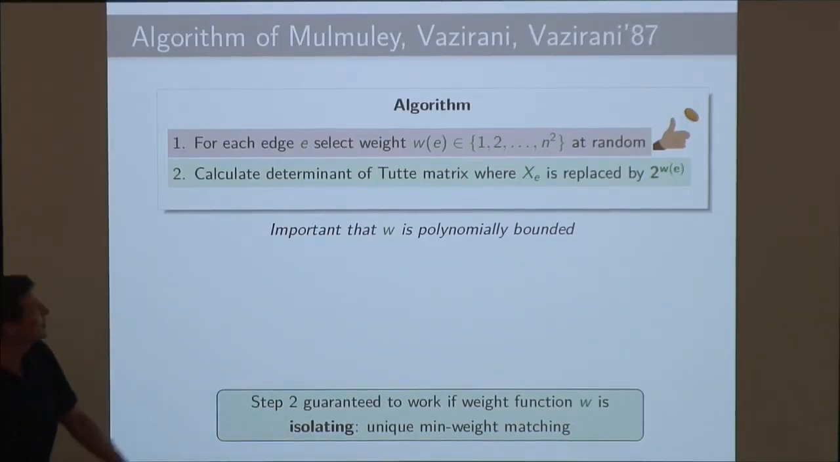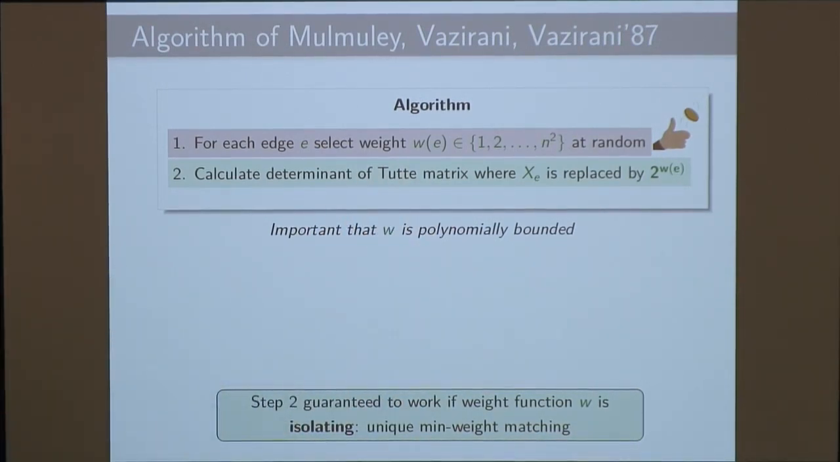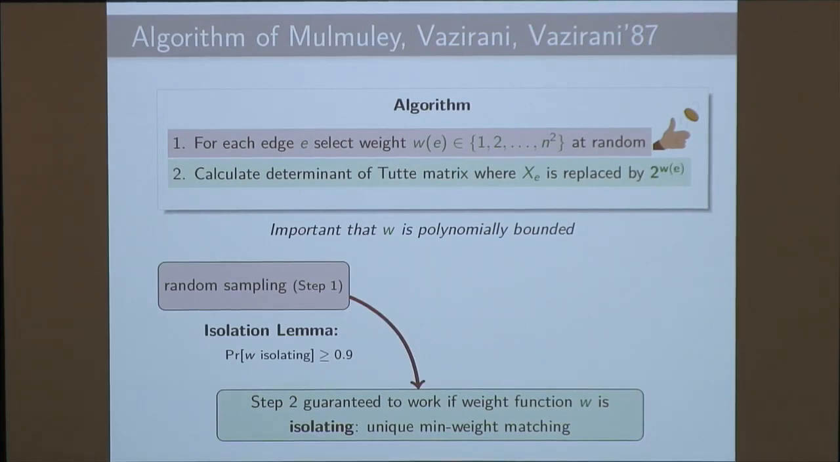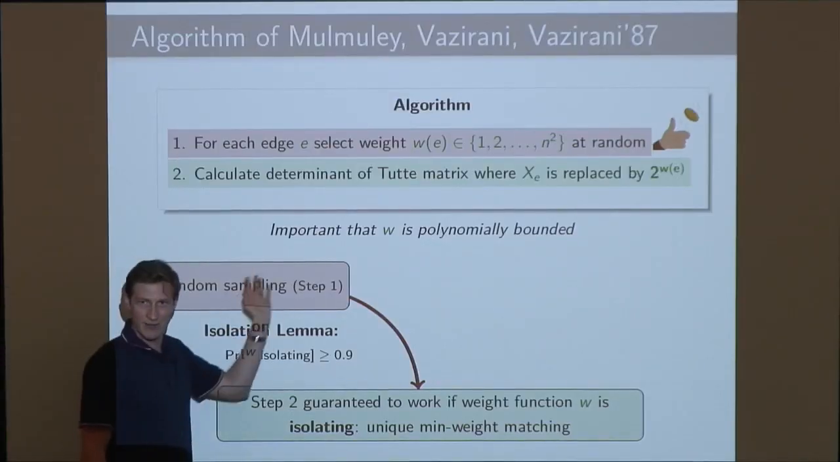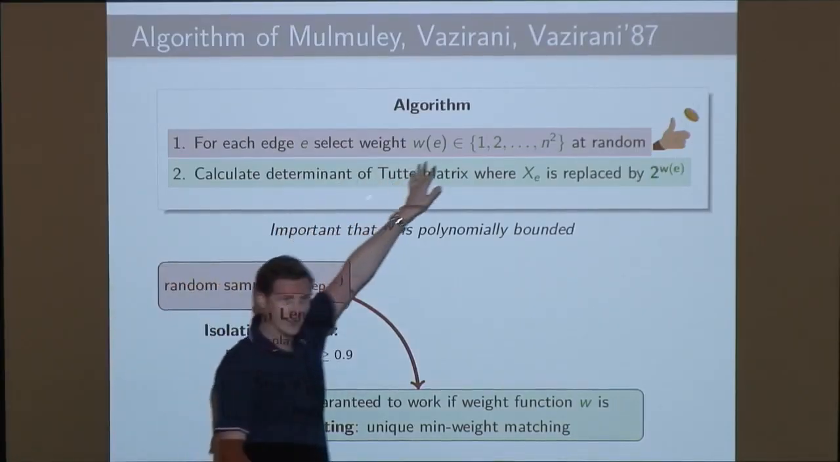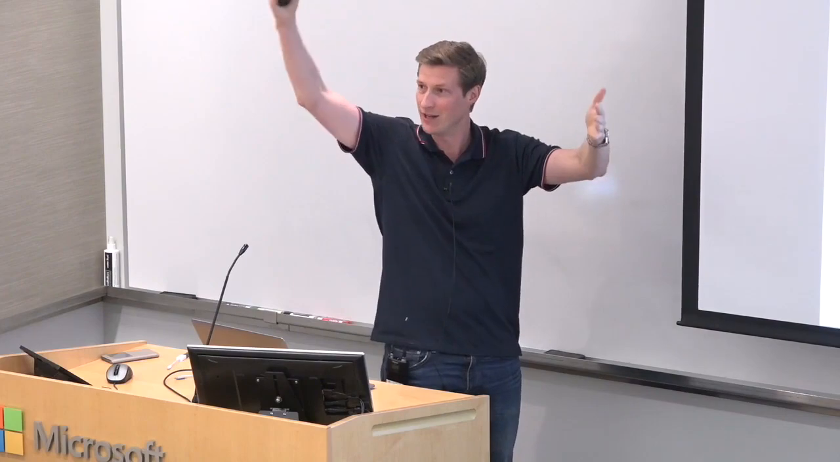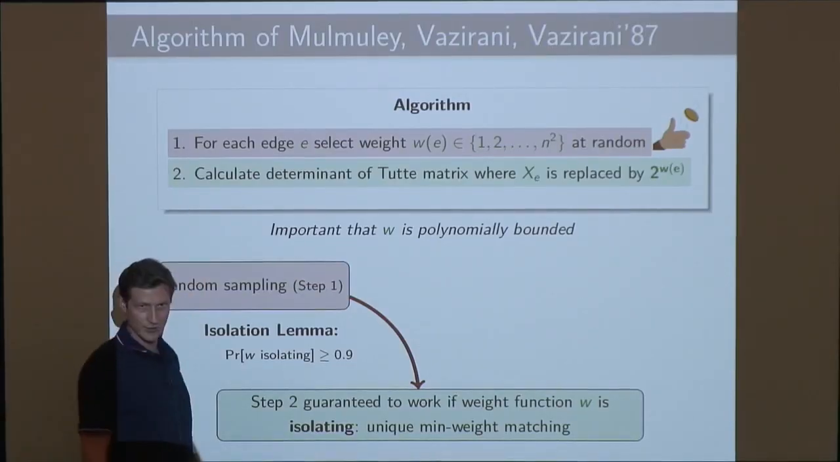But it turns out that if you select the weights at random, even from a small set like 1 to n squared, with very good probability it will be isolating. Which is kind of surprising, for me at least, because there might be exponentially many matchings, so most values will have exponentially many matchings. But it turns out that the minimum one is unique. Because I only have polynomial weight functions, the weight of my matching will be in a polynomial range. So if I look at the number of matchings for each value, it will be many matchings. But the min one is unique with good probability.